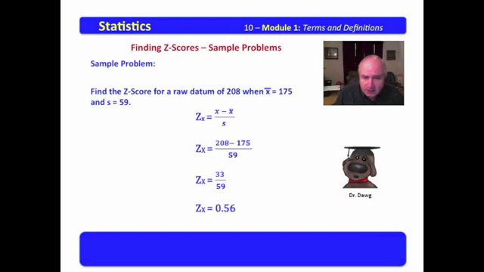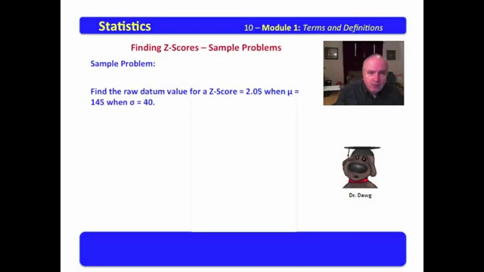Again, we would interpret the z-score. The z-score is above the mean, and it's 0.56 standard deviations above the mean, which would let it be located right here. We have one other unique problem that we're going to do.